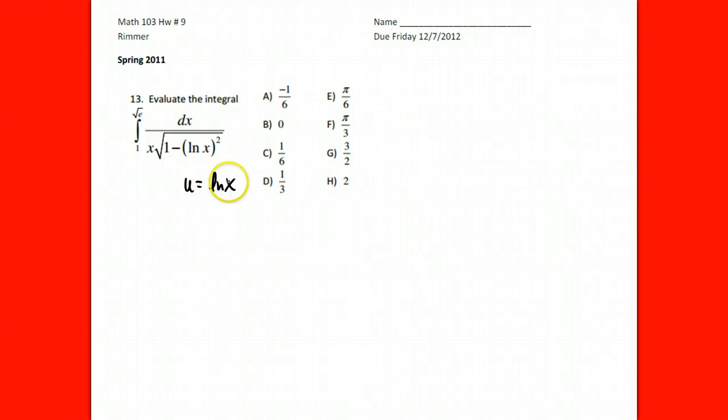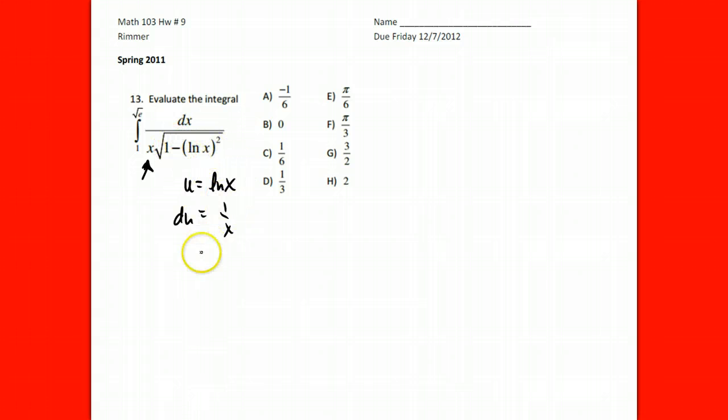Isn't this what? It kind of looks like arc sine. You'll see that in 1 second. This x though kind of messes that up. So we have u is log x, du is 1 over x. So we don't have to do it as an arc sine. In fact, that x makes it so that we can't do arc sine.